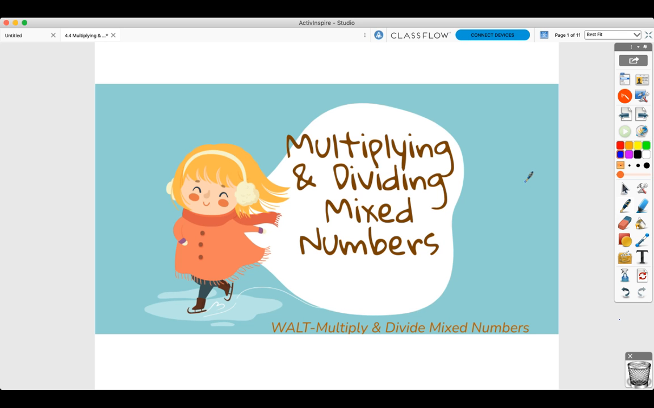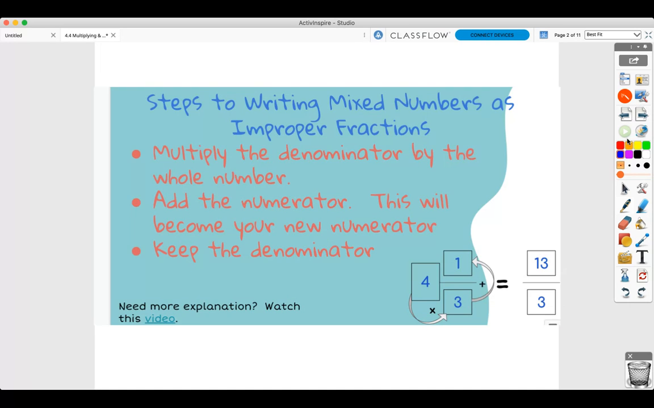Hi, students. Today's lesson is going to be on multiplying and dividing mixed numbers. So in order to multiply and divide mixed numbers, you actually have to rewrite the mixed numbers as improper fractions. How do we do that?